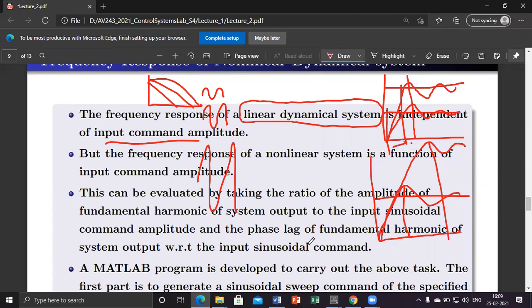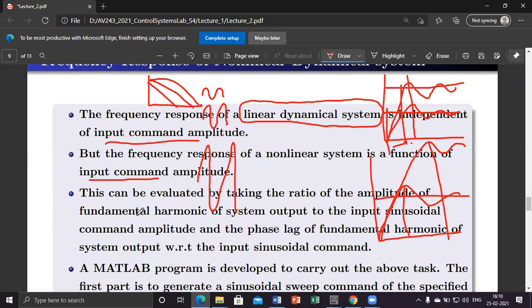From the step response point of view, you have a separate session for finding the rise time for different command amplitudes. Similarly, we'll consider how we can find out the frequency response for different command amplitudes. The frequency response of a nonlinear system is a function of input command amplitude.